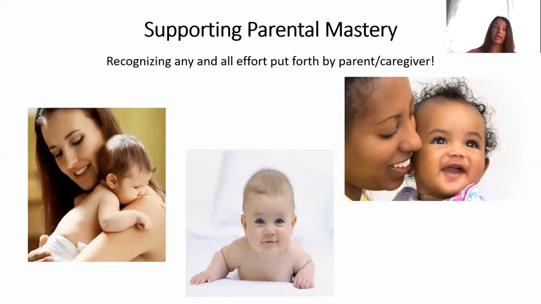The next strategy is supporting parental mastery. This means that you recognize any and all efforts that are put forth by the child or the caregiver. With this, the home visitor is noticing and remarking on the parent's effort on behalf of his or her child. Here, for example, you could say, I see that you have toys out where he can reach them.